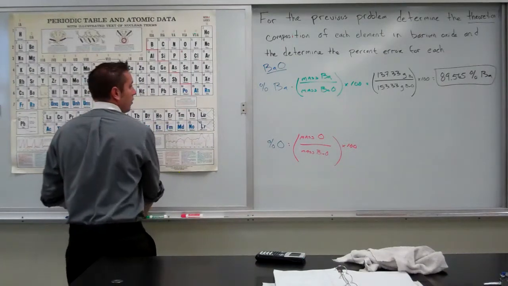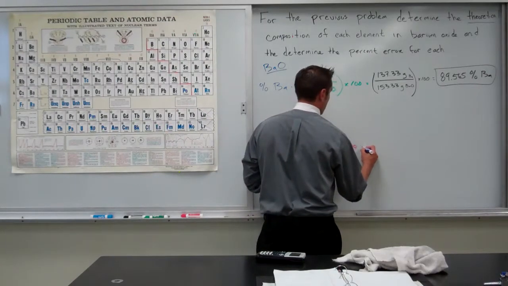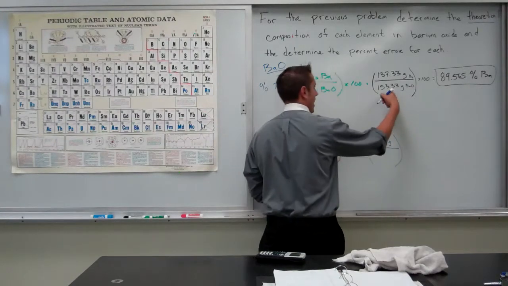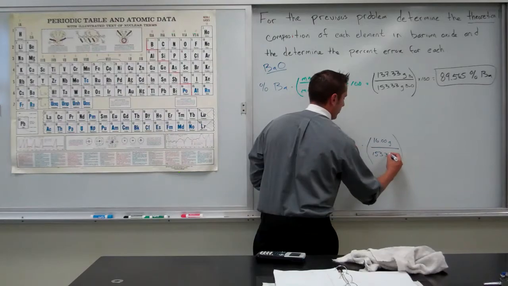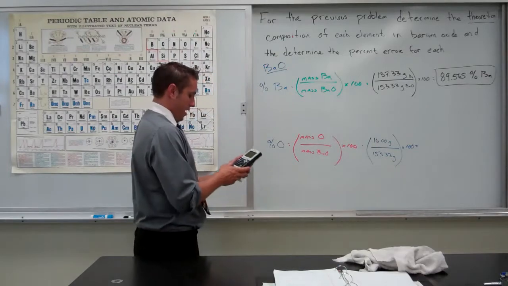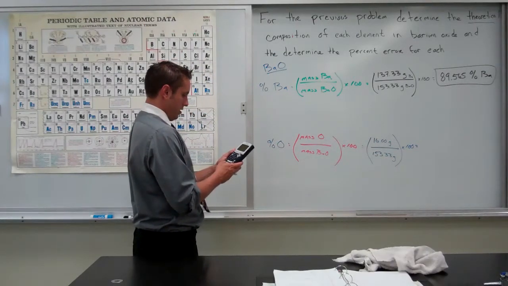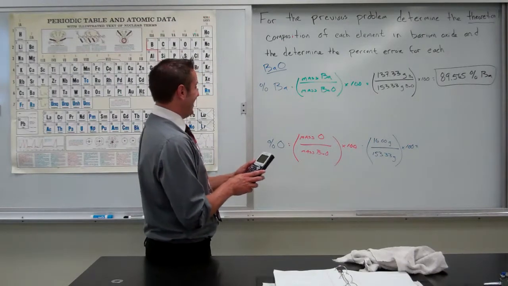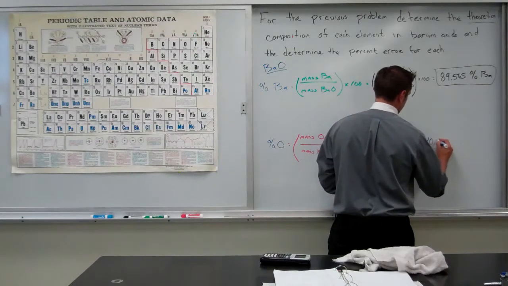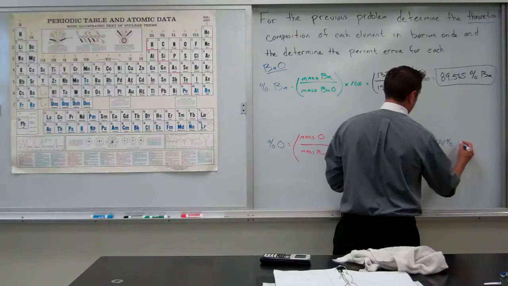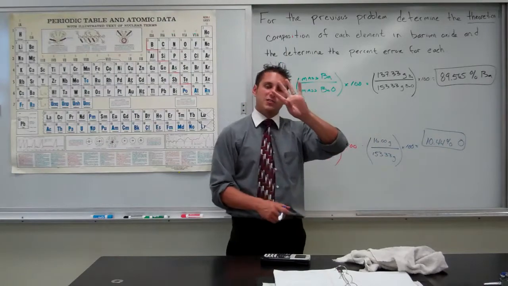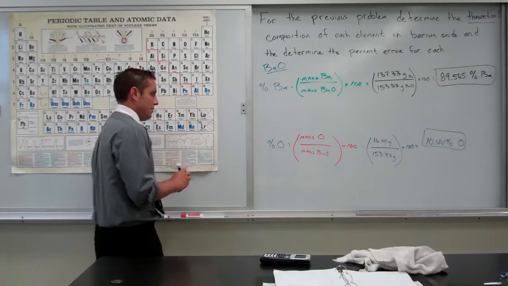Doing the same thing for the bottom portion. The mass of oxygen is 16.00 grams divided by the mass of the whole thing, which is still 153.33 grams, times 100. I'll find out that the compound is 10.44% oxygen. And notice one less sig fig here, because the 16.00 has 4. It limits me to 4 sig figs in my answer.